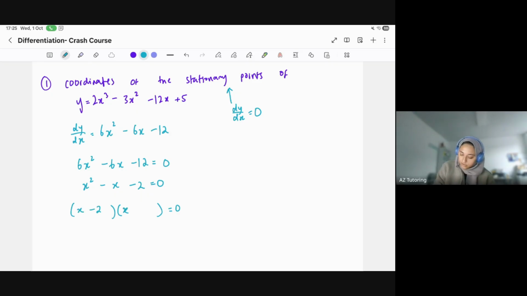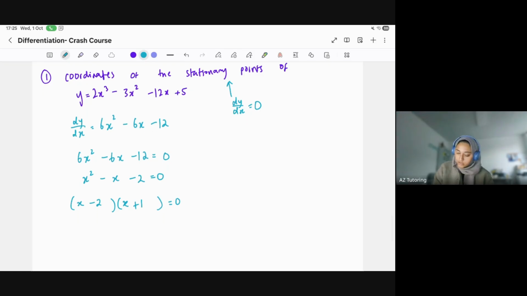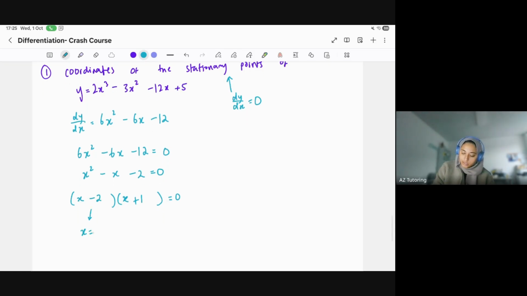X minus 2, x plus 1. So therefore, our stationary points. It says coordinates of the stationary points. Remember that. So we found just the x part. So x equals 2 or x equals -1. But that's not our final answer because we've not found the coordinates. We've just found the x values.